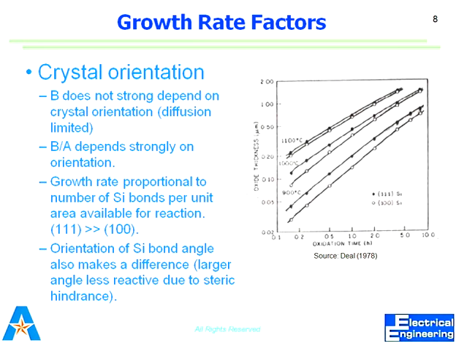And I think you can now understand why B over A was actually the linear rate constant, and B is actually the parabolic rate constant. So the parabolic rate constant is not affected by the crystal orientation, but the linear rate constant strongly depends on it. Why is it so?